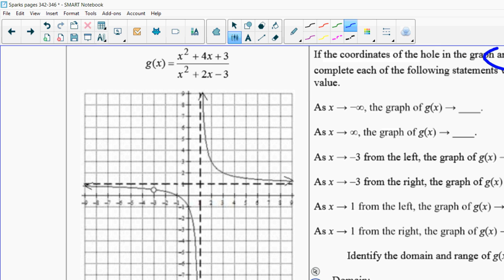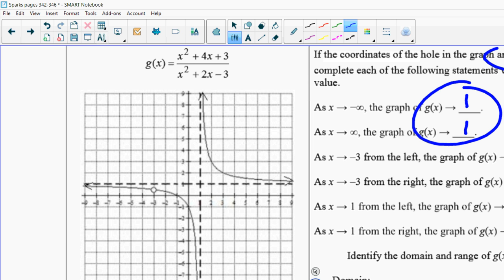As x approaches -infinity, what do the y values get closer to? 1. You holler if there's something where you don't know how you got that number. As x approaches infinity, what do the y values get closer to? 1. Stop right there. What is y equals 1?